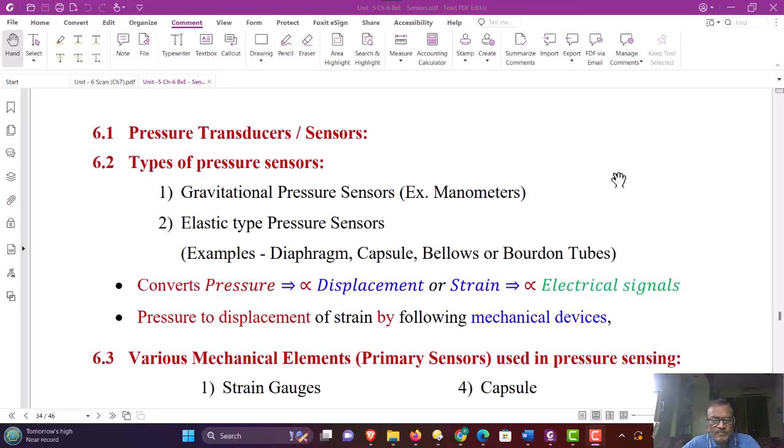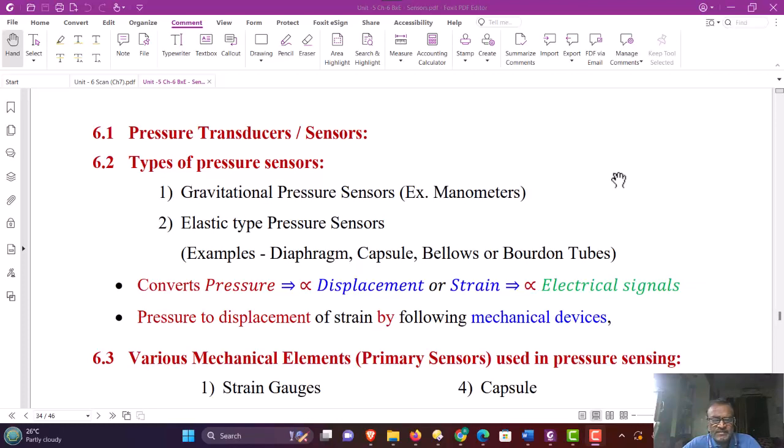The elastic type of pressure sensors mostly use the elastic diaphragms or elastic capsules or bellows or Bourdon tubes. We will shortly see these mechanical devices and how they measure the pressure. Basically, diaphragms, the mechanical capsules, the bellows and Bourdon tubes, these are the mechanical transduction devices. These are basically primary transduction devices.